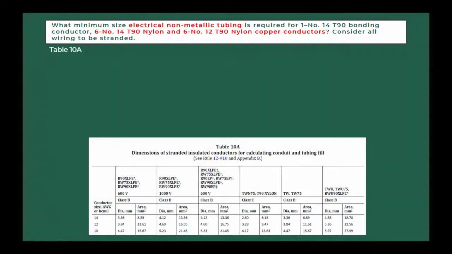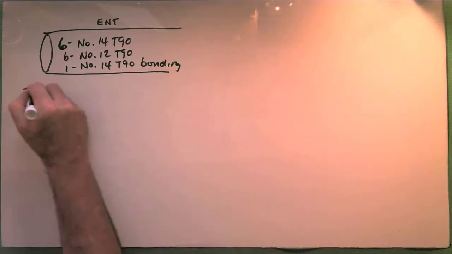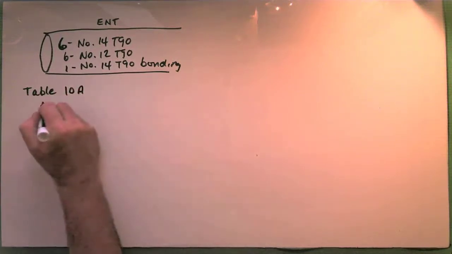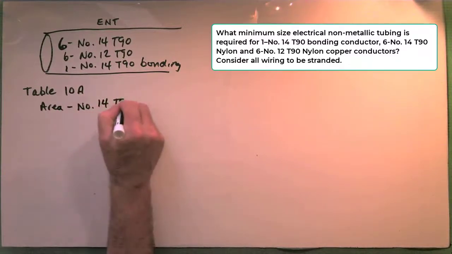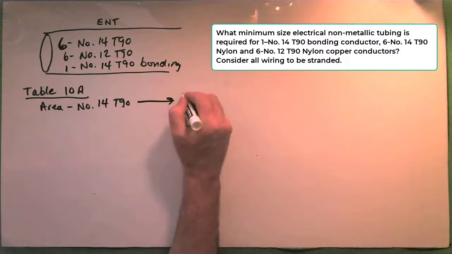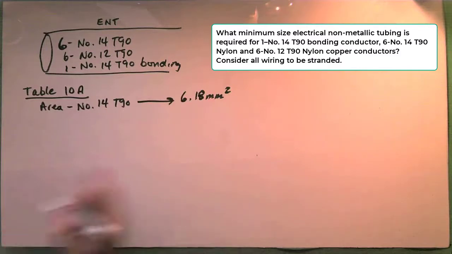Let me go to the board on this one. Okay, so the first thing we got to do, we got to go to table 10A. So you got to help me out here. I need the area of a number 14 T90. First thing. If you participate, you're going to do well with this. Okay. So my area is 6.18 millimeters squared. See if you can find that. Don't be just satisfied with somebody else doing the work.